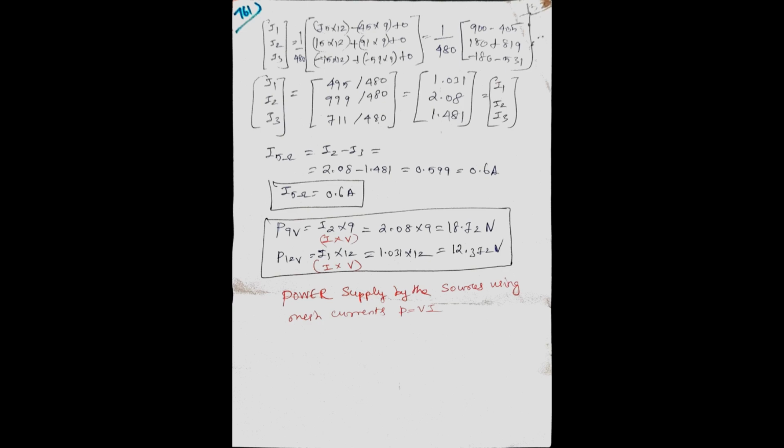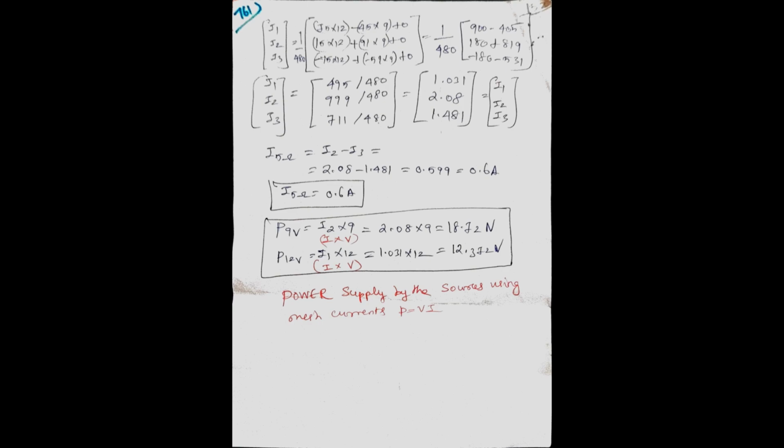We find the current in the 5 ohm resistor and the power supplied by the sources using mesh currents. I5 ohm is I2 minus I3. Put the I2 and I3 values: 2.08 minus 1.481 is 0.599, that is 0.6 ampere. So I5 ohm from the calculation is 0.6 A by the mesh current method.